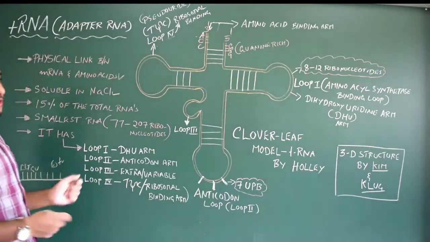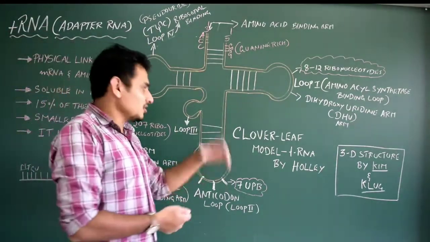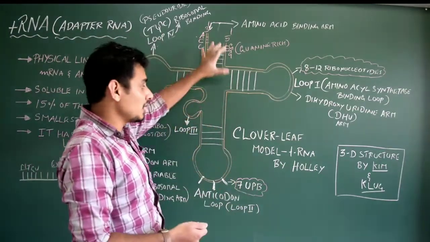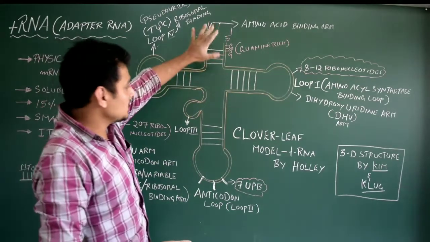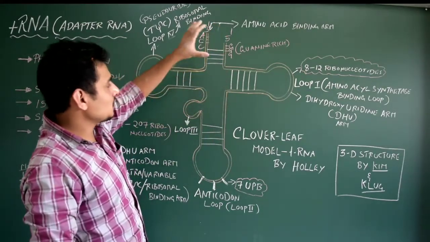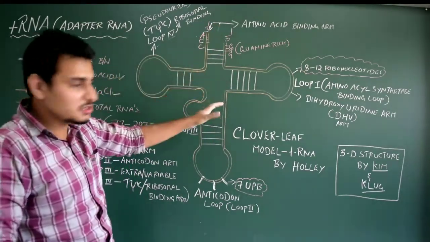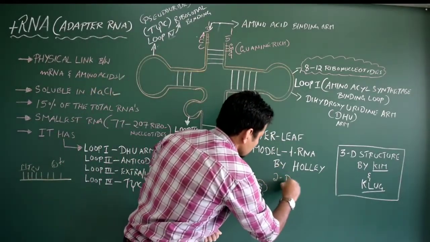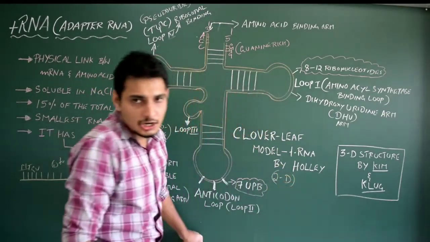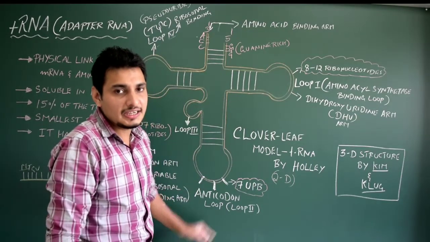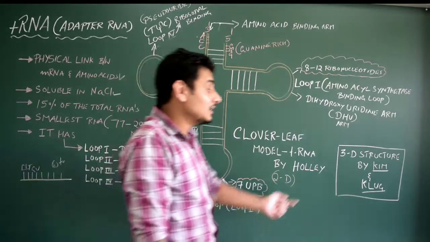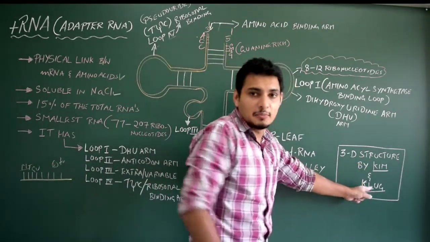Now I am going to talk about the structure of the tRNA. Before we understand translation, we need to understand the structure of the RNA. That's why I have drawn the diagram. This diagram, the 2D structure of the tRNA, was proposed by Holley. Remember, we made a question for your NEET: who proposed the 2D structure of the tRNA? That is Holley. Who proposed the 3D structure of the tRNA? Kim and Clark. Please note this.